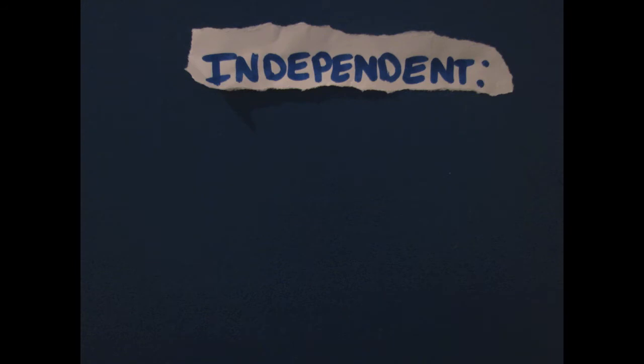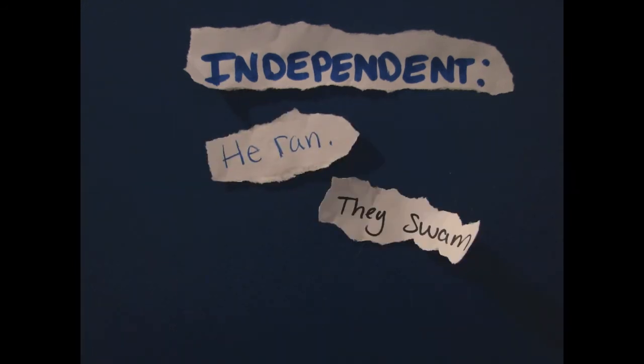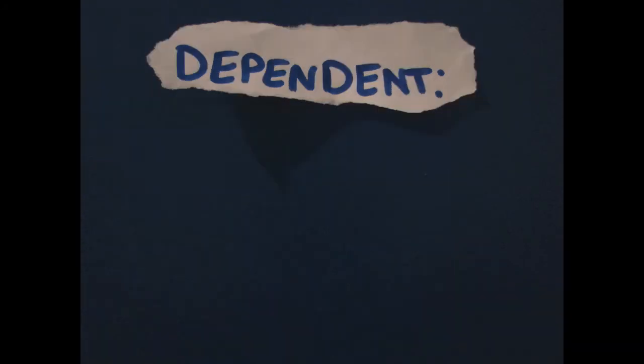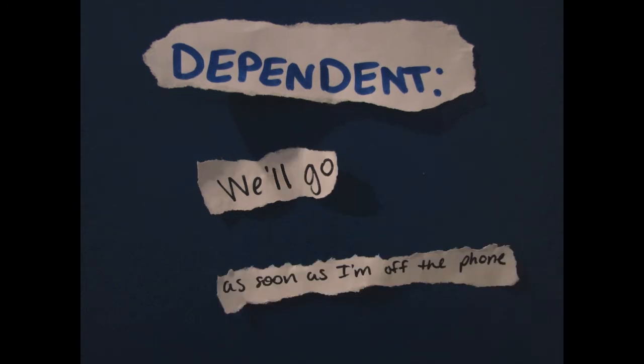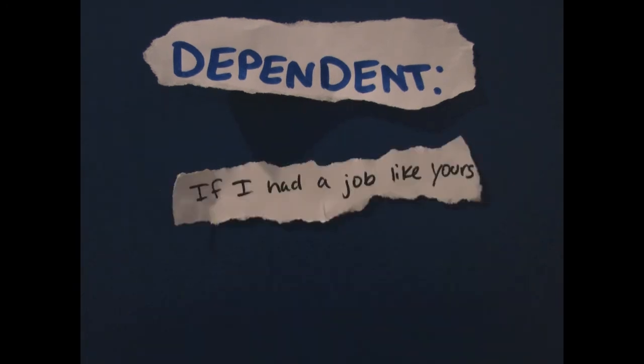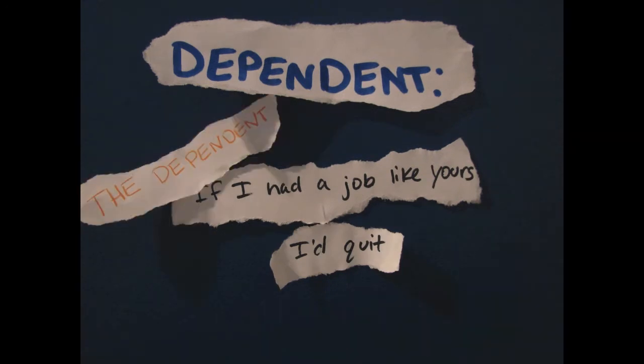An independent clause is a group of words that can stand on its own as a sentence. It has a subject, a verb, and a complete thought. A dependent clause is a group of words that also contains a subject and a verb, but is not a complete thought. Because it is not a complete thought, a dependent clause cannot stand on its own as a sentence.